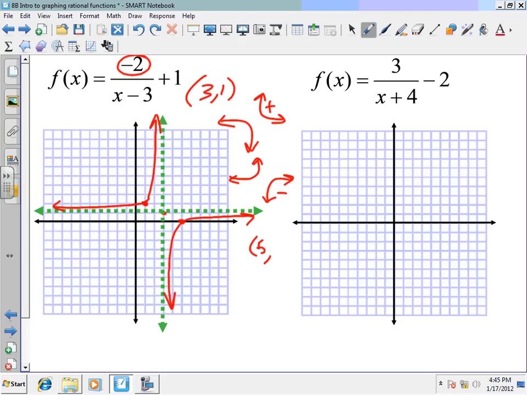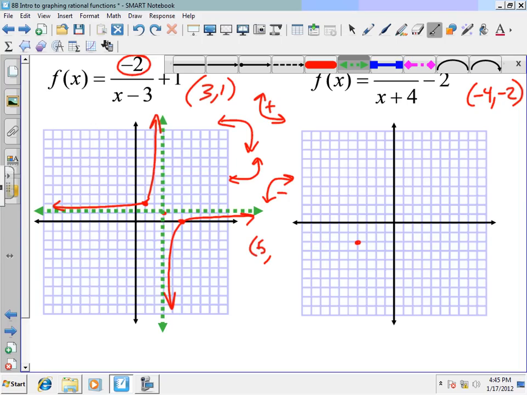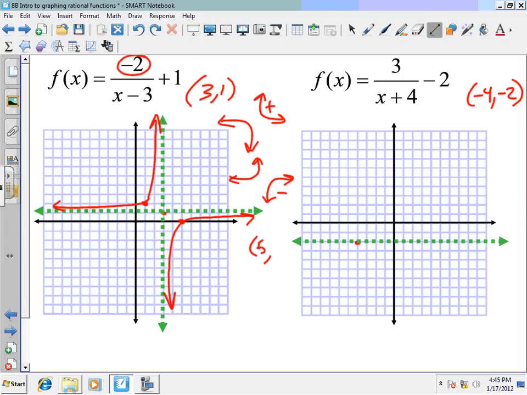Last one over here is just one of the same. Again, start with the starting point, -4, -2. So we go back 4, down 2, and there's our starting point. So we go down, and again, we have a factor of 3, so I'm going to plug in points that make sense. I want that 3 to make sense. So if I can get that to go to a 3 as well, I'm going to plug in -1. Because -1 plus 4 is 3. 3 divided by 3 is 1. 1 minus -2, or 1 minus 2 is -1. Okay, so we have the point -1, -1.